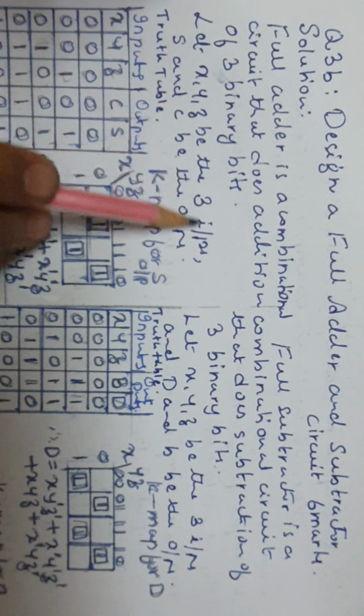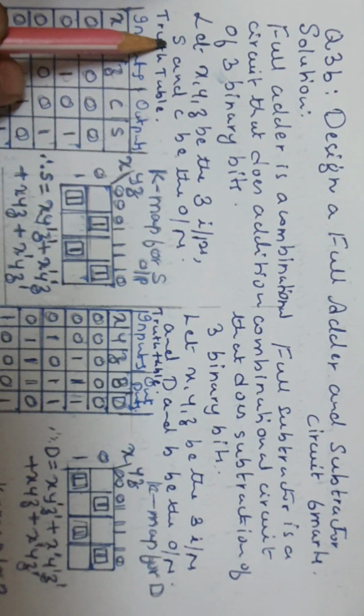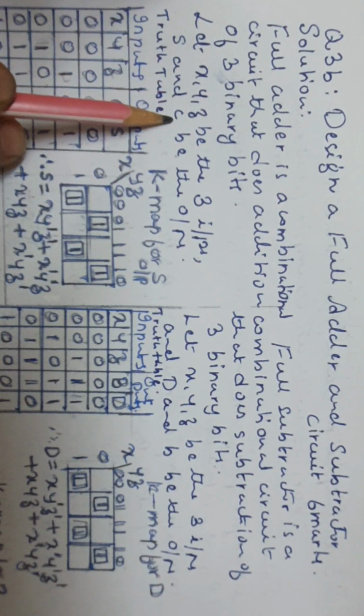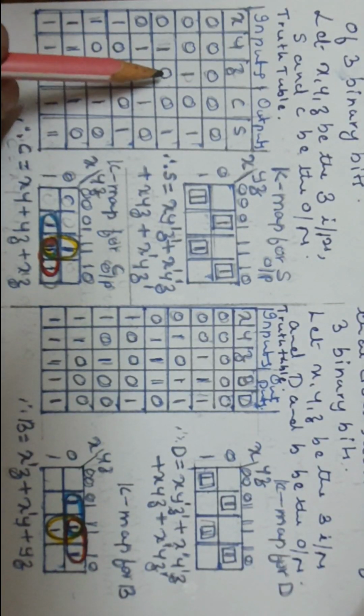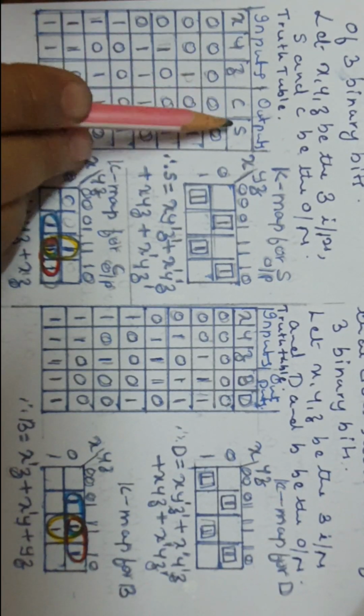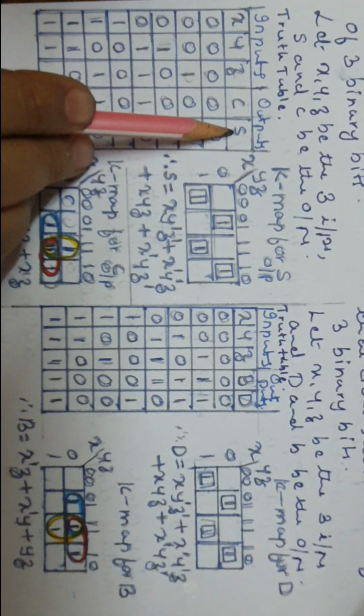Let X, Y, Z be the 3 inputs. S for sum and C for carry be the outputs. So this is the truth table for full adder. X, Y, Z are the 3 inputs. C for carry and S for sum. These are the 2 outputs. So 3 input combinations means 2 raised to 3, 8 combinations will be there.